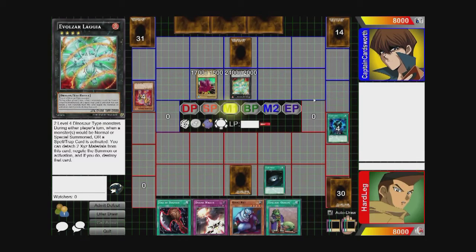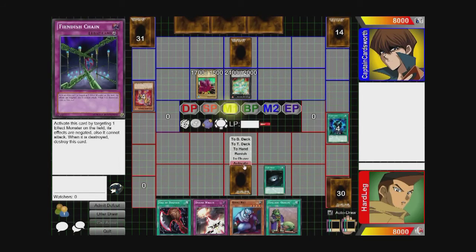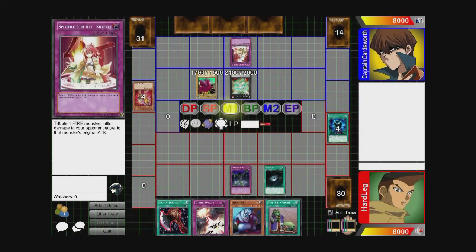To stop it from negating, you chain the trap card Fiendish Chain, which says, activate this card by targeting one effect monster on the field. Its effects are negated. Your opponent, however, responds by chaining the trap card Spiritual Fire Art Kurenai, which states, tribute one fire monster. Inflict damage to your opponent equal to that original monster's attack. Because tributing a monster is the cost, your opponent tributes Evalzar Lagia, sending it to the graveyard.